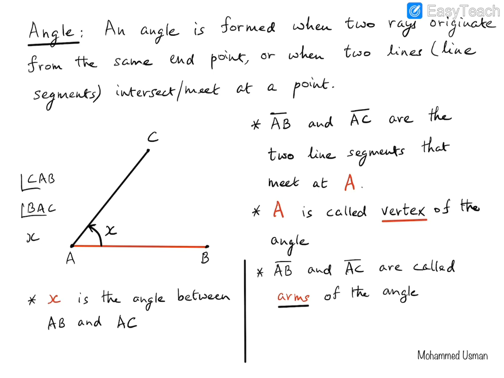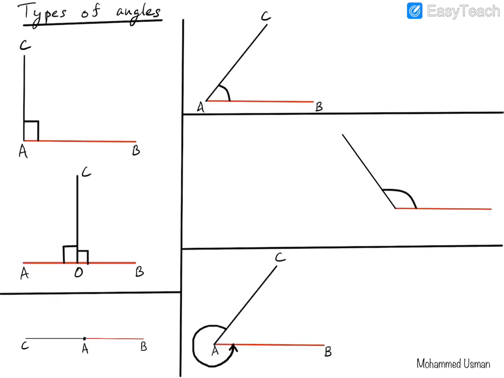Now let us look at the different types of angles that can be formed when two lines intersect each other, or when two rays originate from the same point. There are different types of angles. Let us first look at when one line is horizontal and the other line is vertical. That means it looks like an L shape here. In this case, we say that the angle between these two lines is 90 degrees. We call this a right angle. Let me write that.